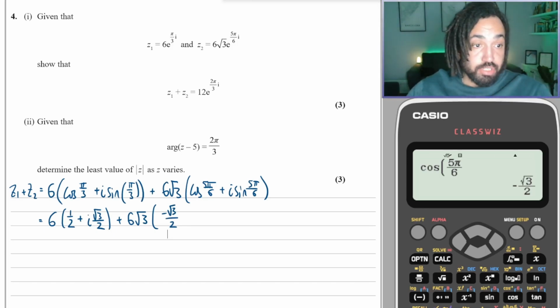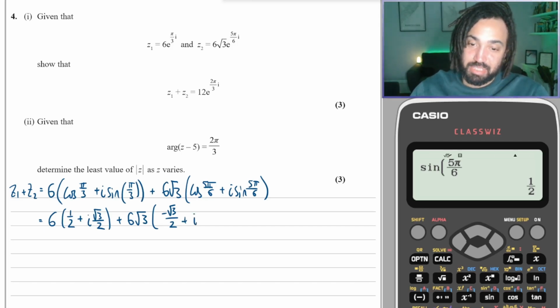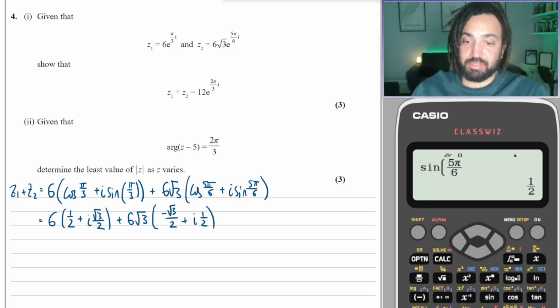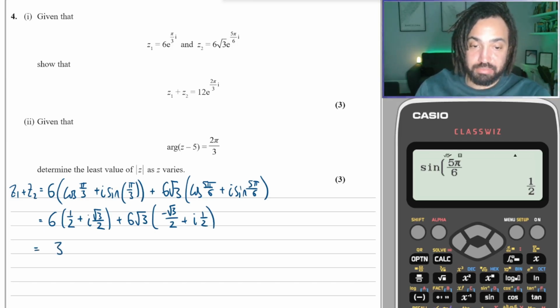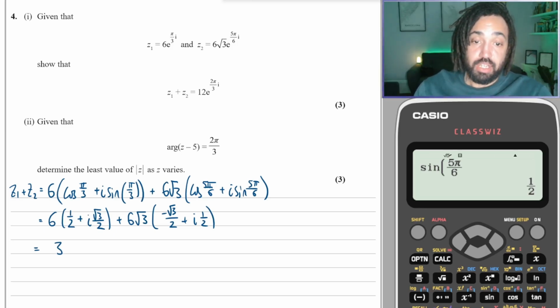And then we do sine of 5 pi over 6. And what do we get? We get a half. Plus i times a half. Okay, let's multiply these out. 6 times a half is 3. 6 times root 3 over 2 is 3 root 3. So 3 root 3 i there.